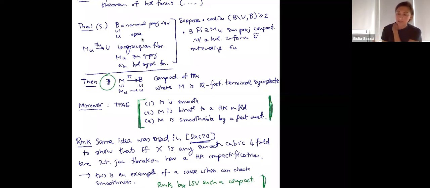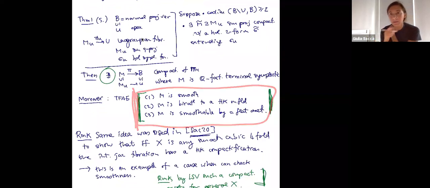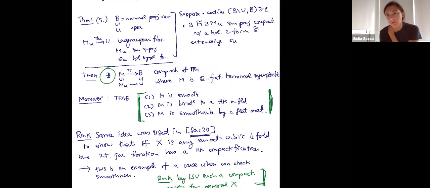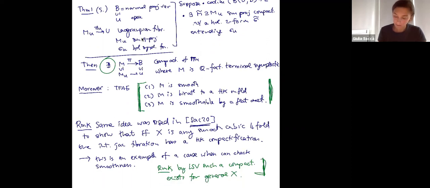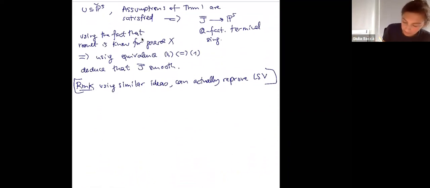Of course, in general, it's not easy to check either of these assumptions. But I would also like to make the case that for many purposes, having something with Q-factorial terminal symplectic singularities is also good enough. And so, okay, let me maybe mention a few other applications.